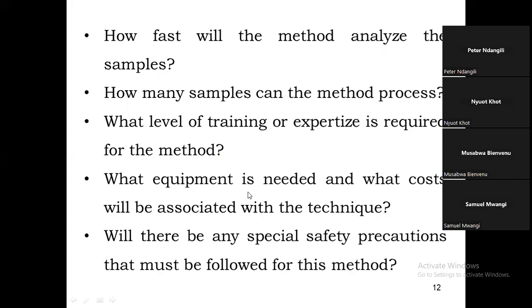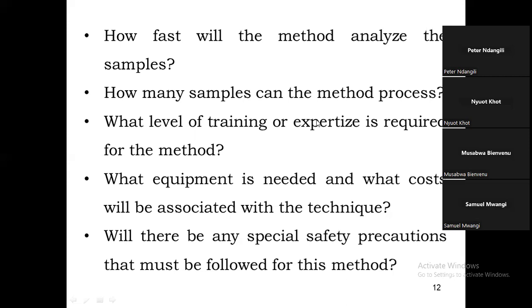How fast will the method analyze the samples? And how many samples can this particular method process at a go? What level of training or expertise is required for this kind of a method?